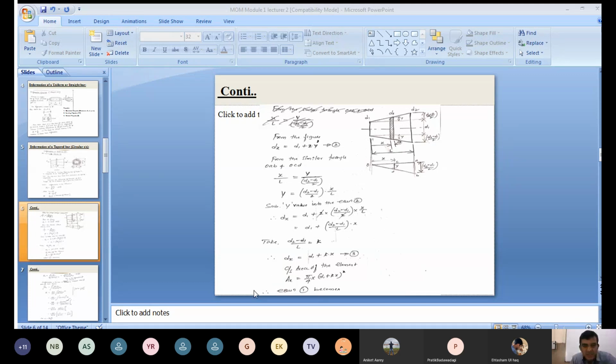Now this is the diameter of the element. But what I need is the cross-sectional area of the element, which is pi by 4 times d suffix x squared, that is, d1 plus kx whole square. Now substitute that into equation number 1.